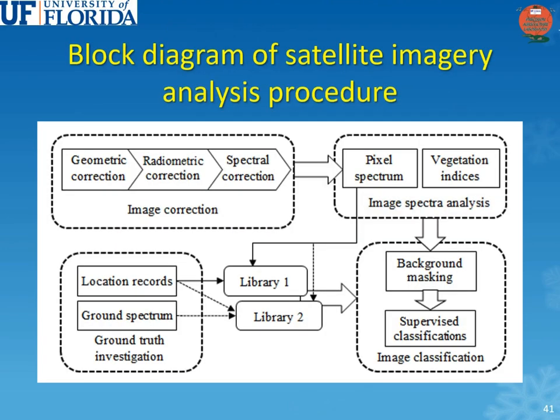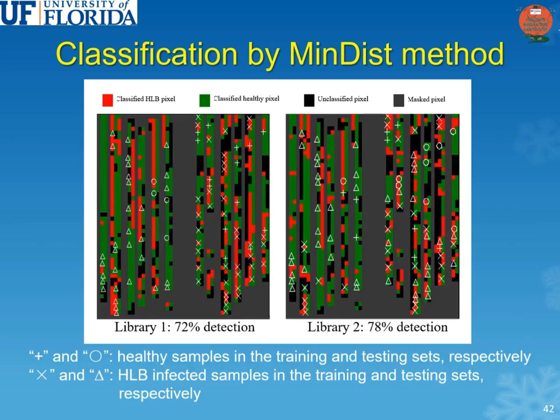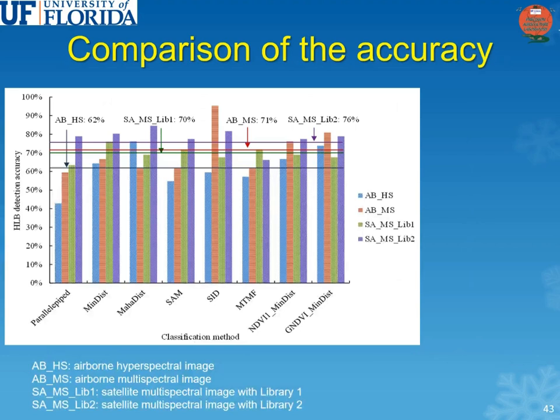And this slide shows you the data analysis procedure. Here we utilize two different library sets, library 1 and library 2. And here is an example result using minimum distance. On the left, using library 1, we achieved about 72% detection accuracy. Library 2 on the right, we achieved about 78% detection accuracy. And then this graph shows you the summary of all those different methods and a comparison of airborne and satellite images.